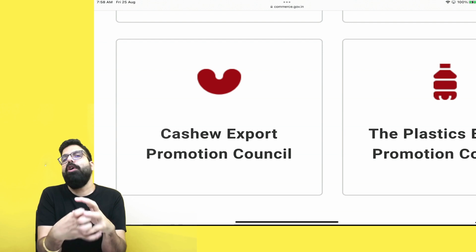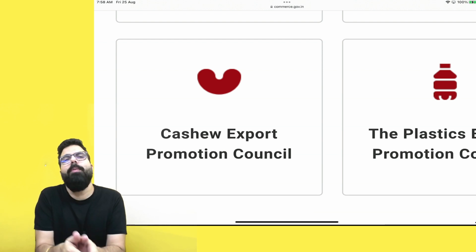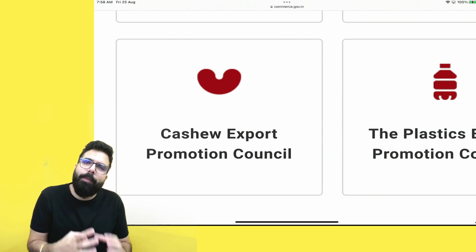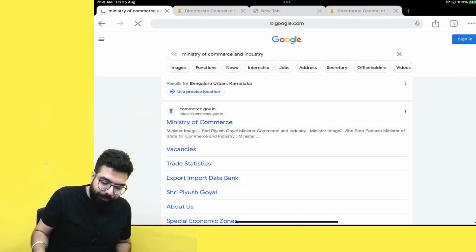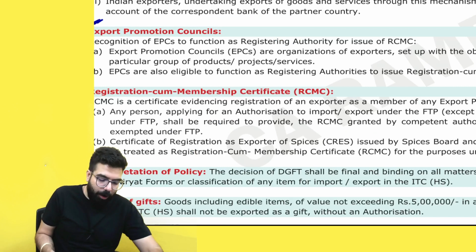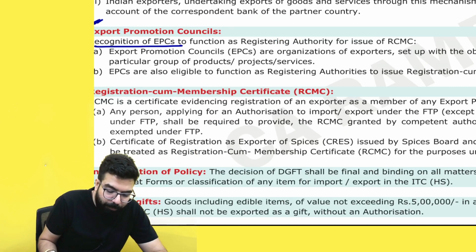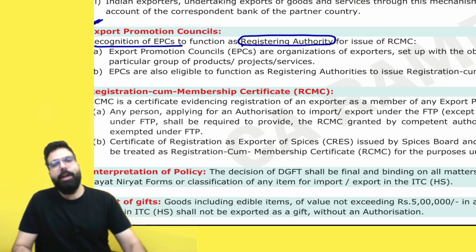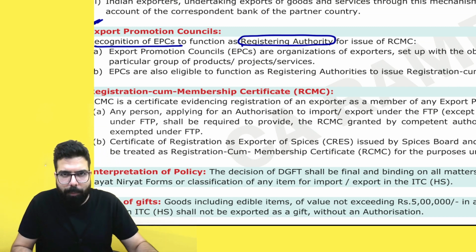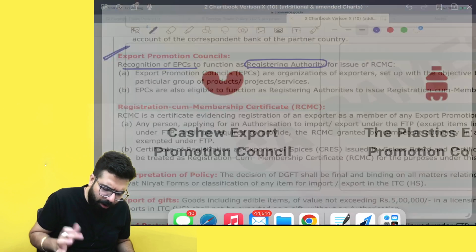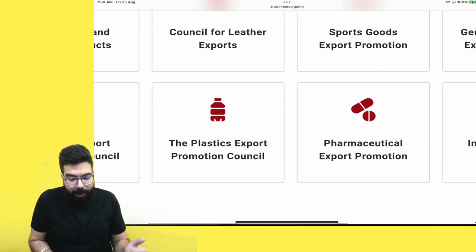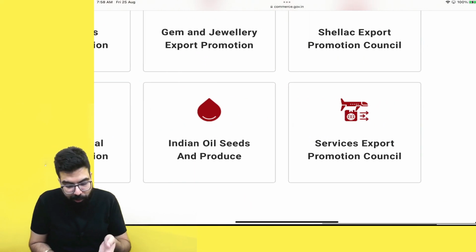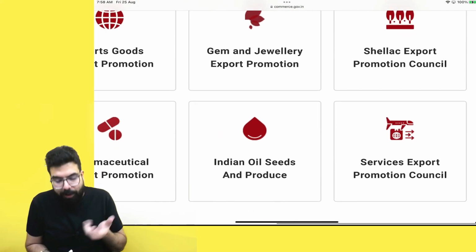So if you register yourself under the Export Promotion Council, you will be eligible for various benefits under the foreign trade policy. And these Export Promotion Councils are nothing other than entities which are being set up by the government. See over here, recognition of Export Promotion Council as registering authorities. They register people. The Export Promotion Councils are being set up by the government for every item. You will see over here a lot of items: Plastic Export Promotion Council, Pharmaceutical Export Promotion Council, Indian Oil Seed Export Promotion Council, then Services Export Promotion Council.